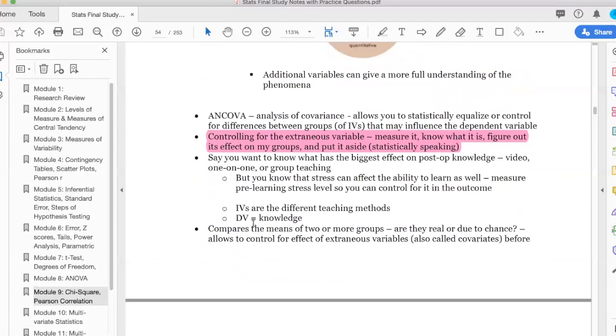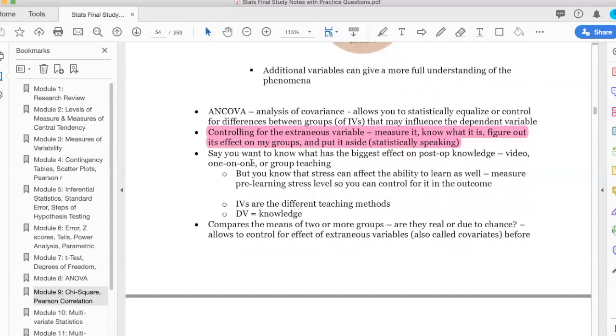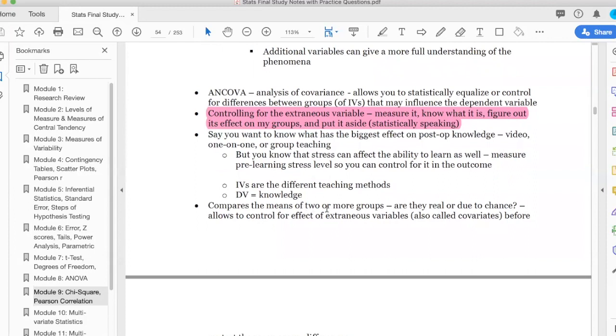So your independent variables in this little story that I just told you are the different teaching methods, right? Your video, one-on-one, or group teaching. Your dependent variable is the knowledge, right? So you want to compare the means of 2 or more groups. Is the difference real, or is it just due to chance? Just like we did with the ANOVA, right?